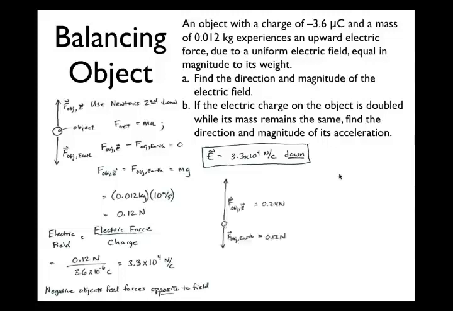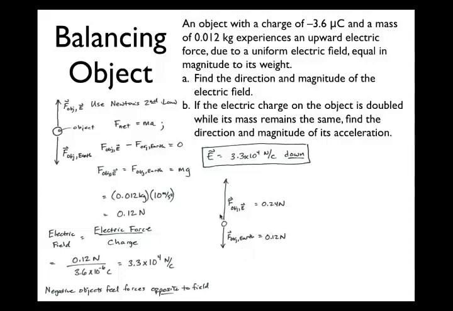Alright, B. If the electric charge on the object is doubled while its mass remains the same, find the direction and magnitude of its acceleration. There is a force upward now on the object that is twice as big as it was. The force on the object from the Earth remains the same since we haven't done anything to significantly change the mass of the object. It's true that if you're going to double the charge, you have to change the number of electrons, but it turns out the mass of the electrons is so minuscule that it has a negligible effect on the mass of the object.